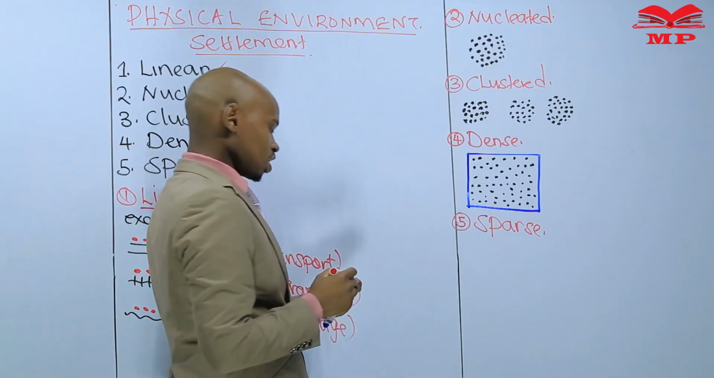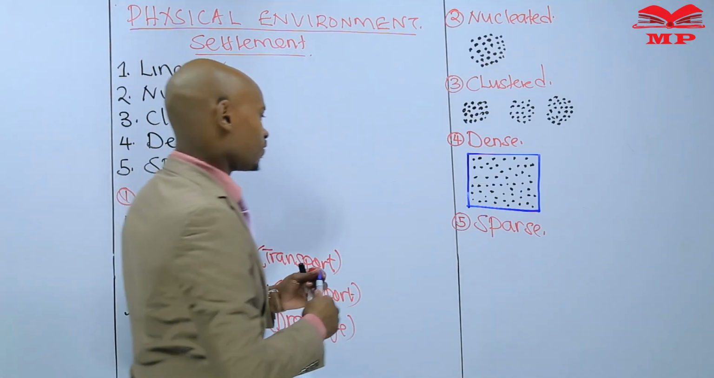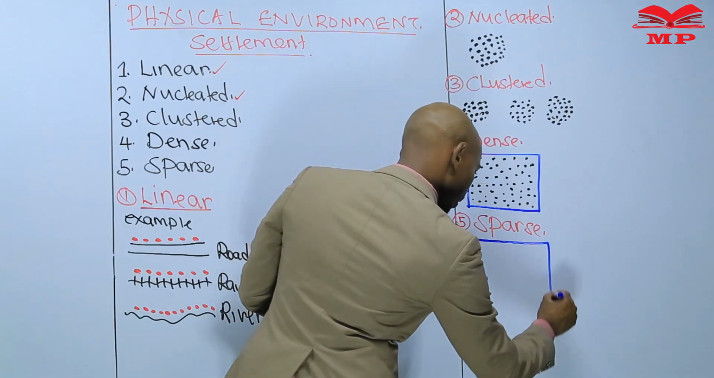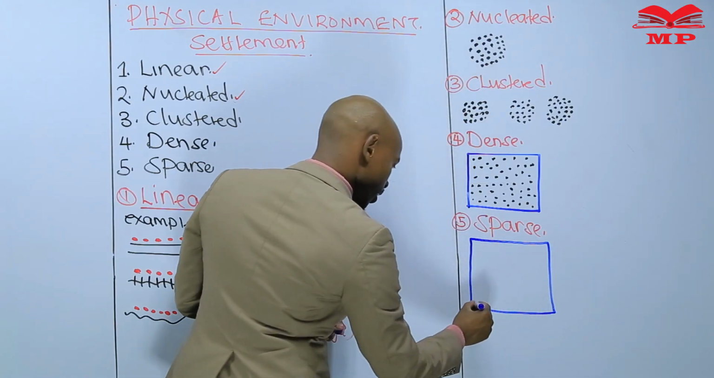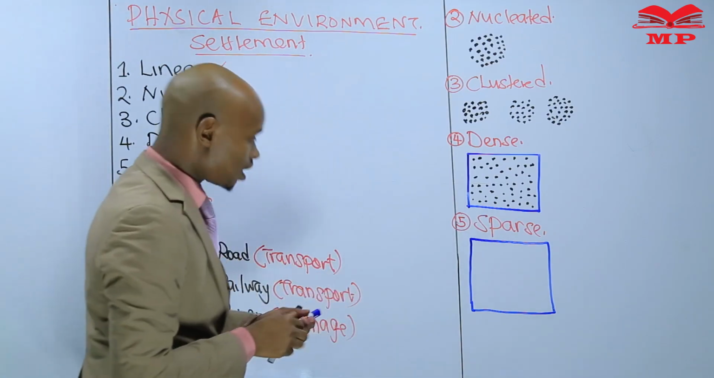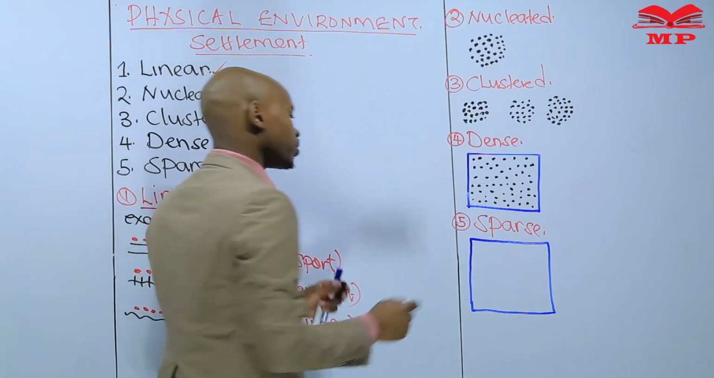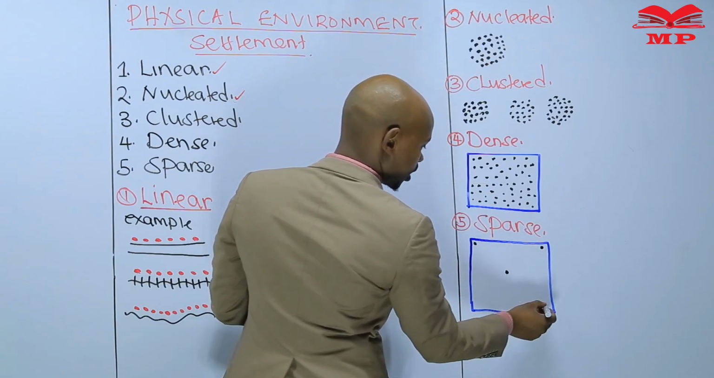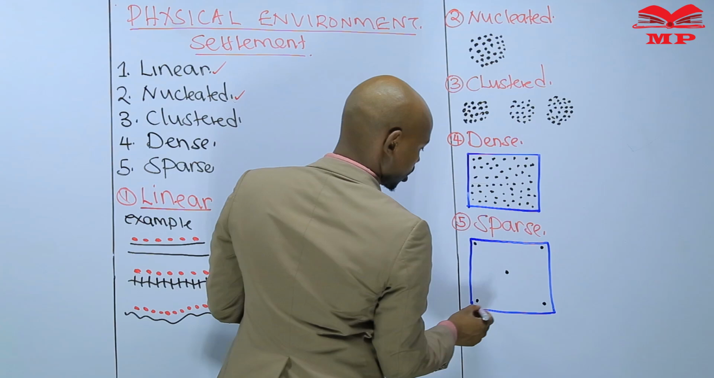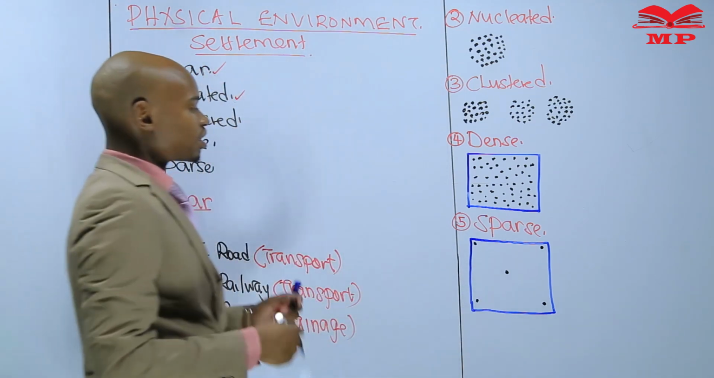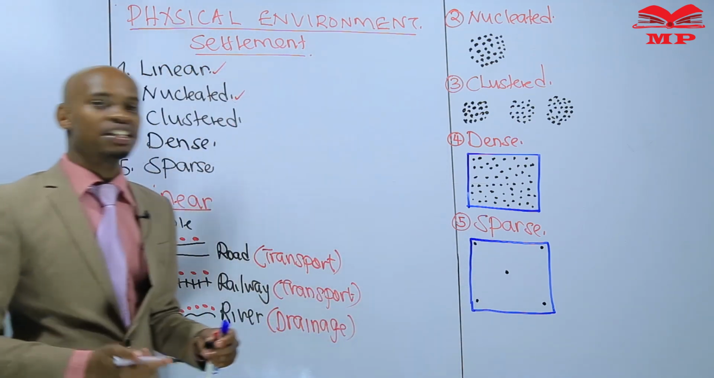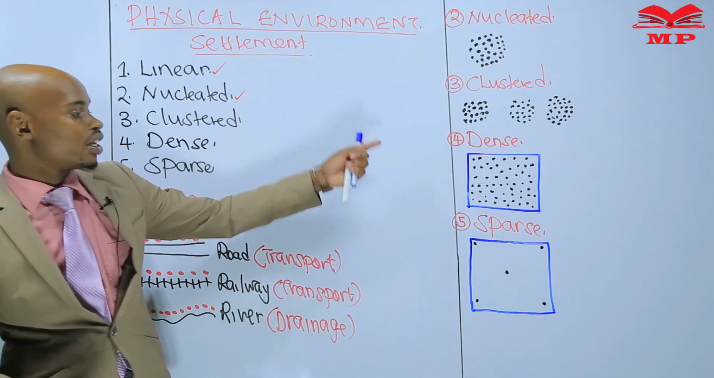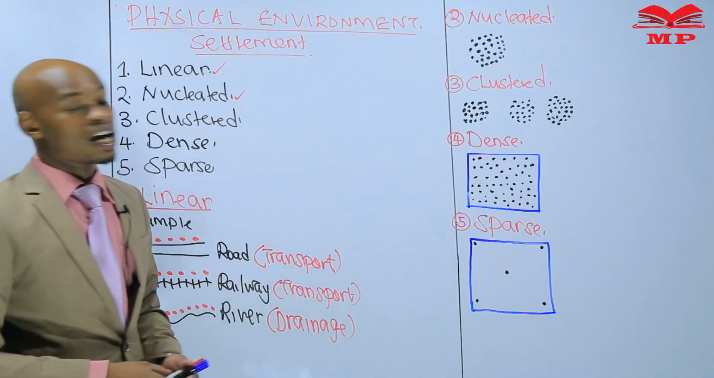Sparse population. And maybe again to give an example with a simple map. That's my simple map there. Assuming that is my map there, then sparse means there are very few people in this area. Probably because this area is dry, or it has disease-causing organisms, or it is prone to floods, and maybe it is a war-stricken area, insecurity. These are some of the reasons why we have sparsely populated areas.